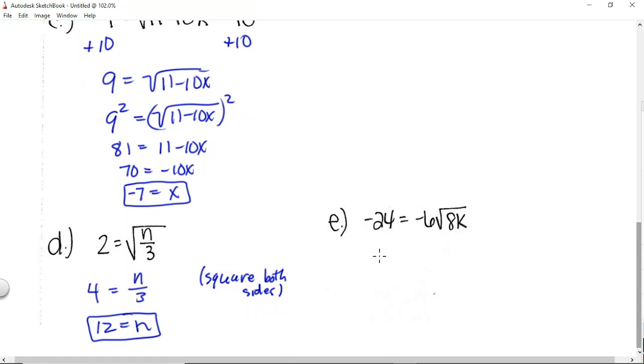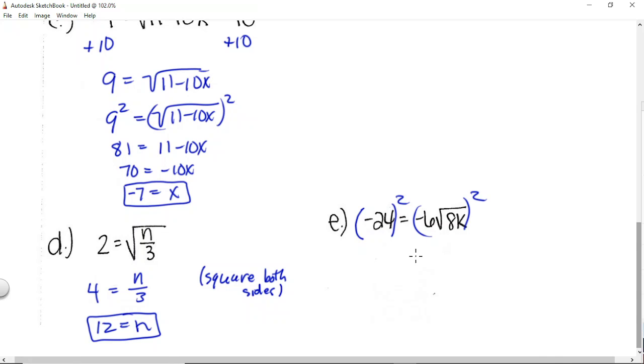We would rather have this 8k by itself. Now we could square both sides this time and get rid of the radical, but we would have a big number, right? We would have negative 24 squared, whatever that is. Then we could solve it. We would not produce extra square roots. Let's just take a look at what that would look like.